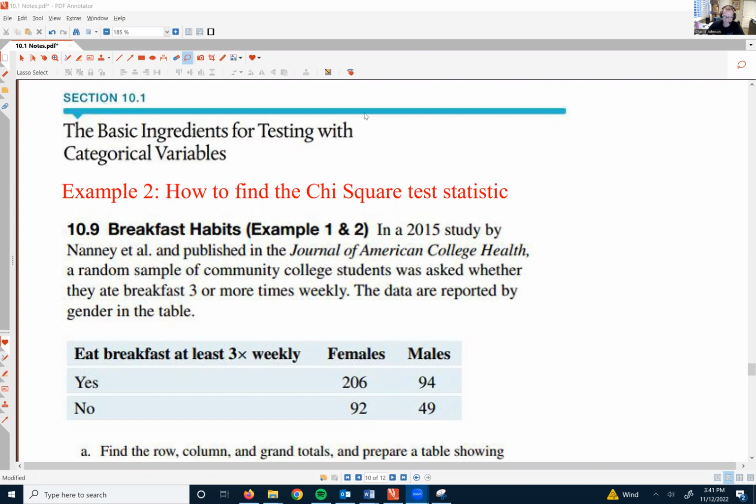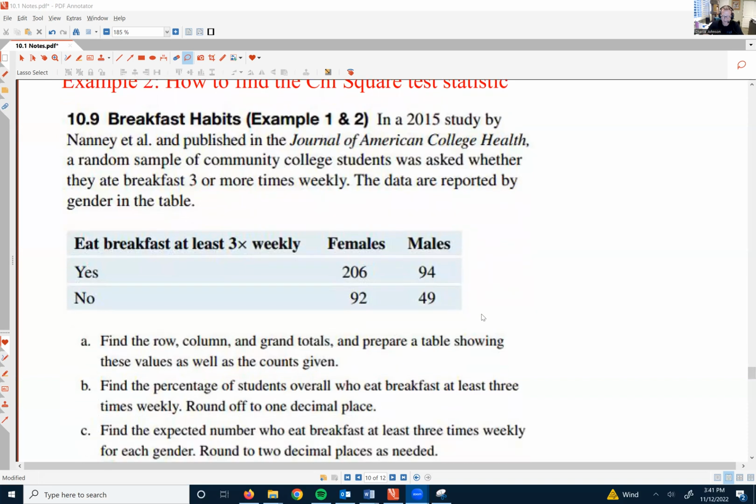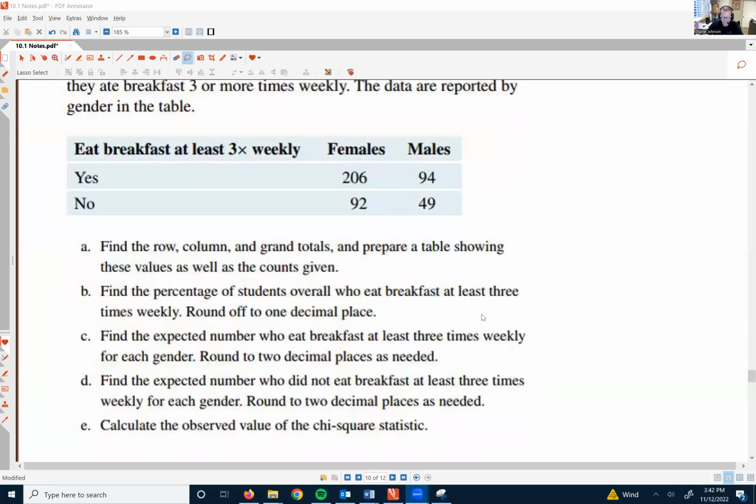In example 1, we looked at the breakfast habits. Females responding with eating breakfast at least 3 times a week, there were 206, and not eating 3 times a week, there were 92 of those females. We did A, B, and C, where we find the row, column, and grand totals. In B and C, we found the expected counts for each of these. And we're going to use that in letter E to calculate the observed value of the chi-square statistic. So let's take the results that we got from example 1 and place them on here.